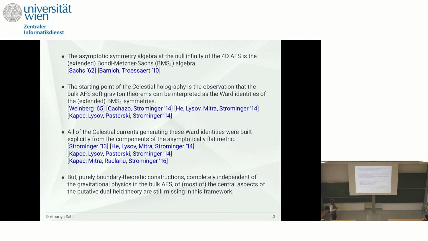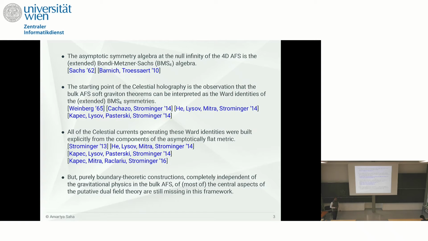So the motivation behind celestial holography was like this. The asymptotic symmetry algebra at the null infinity of the 4D asymptotically flat spacetime is the extended BMS4 algebra. Now, the starting point of celestial holography is the observation that the bulk subleading graviton theorems can be interpreted as the Ward identities of the extended BMS4 symmetries. Furthermore, the currents that generate these Ward identities were built explicitly from the components of the asymptotically flat spacetime.